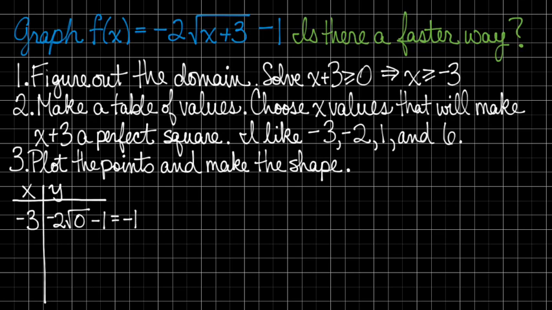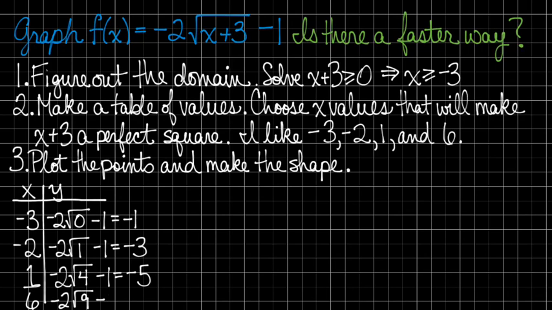So here's my table of values. What you can see is after I plug in this x and I add 3 to it, I get a perfect square. So negative 2 times radical 0 minus 1 is just negative 1. Plugging in negative 2, I get a radical 1, which is great. I know exactly what that is without a calculator. My y value is negative 3. You plug in 1 into this function, you get negative 5 as a y value. You plug in 6. 6 plus 3 is 9. That's a perfect square. So you get negative 2 times radical 9 minus 1, and that's equal to negative 7.